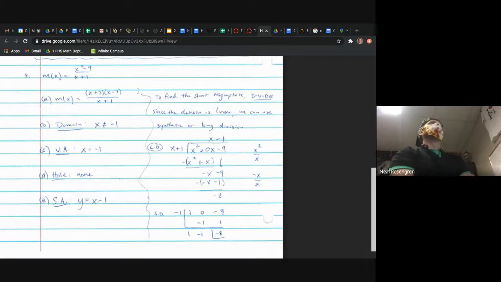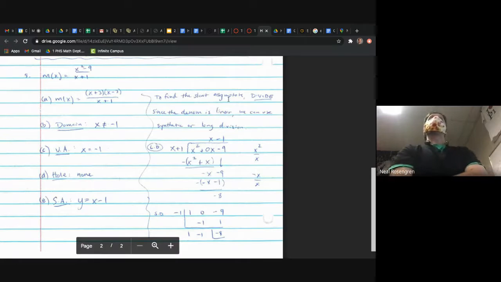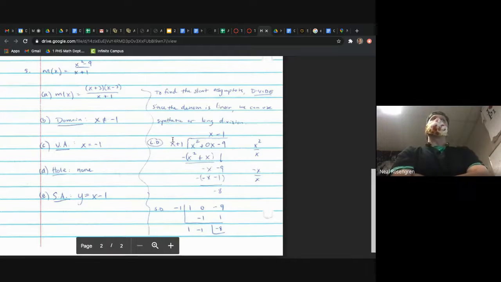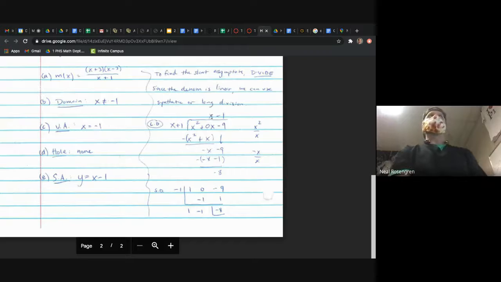But if I want to find the end behavior and the degree on top is larger than the degree on bottom, you do not have a horizontal asymptote, you have a slant asymptote instead. And to find it, we actually divide. Whether you use polynomial long division, or since the denominator is linear, we could use synthetic division as well. So choose one option or the other. Just don't forget the 0x that's missing, right? So x squared plus 0x minus 9, or 1, 0, -9 as your numbers there. Divide.